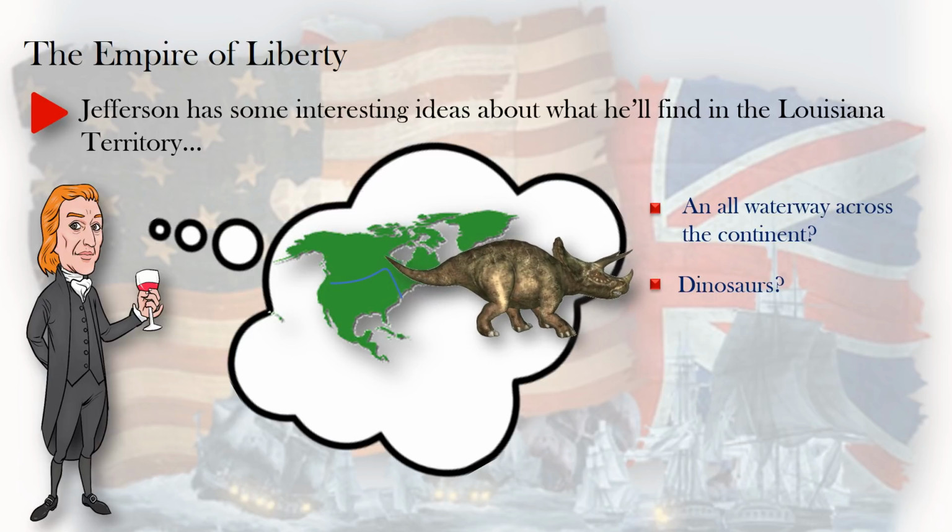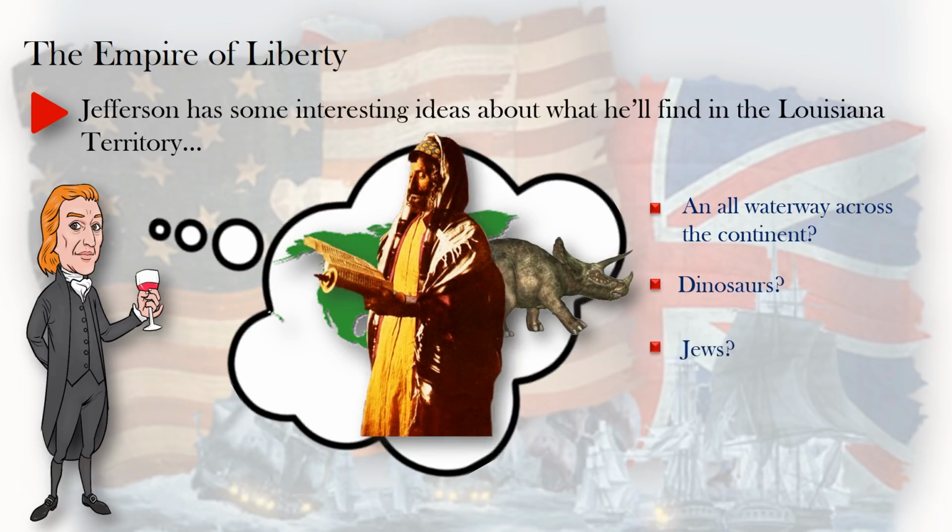Here's another idea that you might find a little bit outrageous. He thinks he might find Jews. Now, not modern-day Jews, but the descendants of the Israelites. The Bible tells of the 10 lost tribes of Israel going missing at some point, and there was a common belief in the 19th century that perhaps they migrated to the Americas. This idea is expressed later on in full force in the Church of Jesus Christ of Latter-day Saints, known as the Mormons, who hold to this belief today.